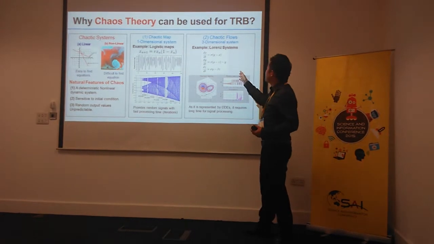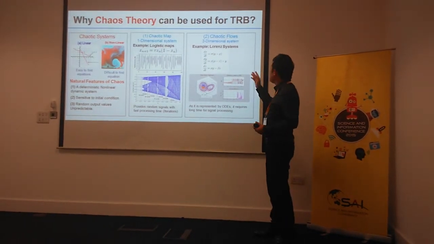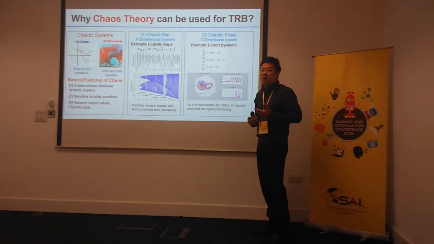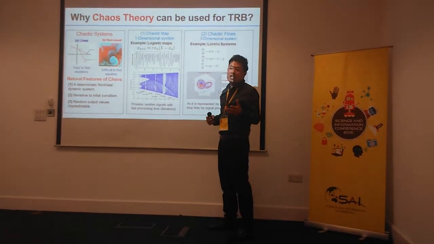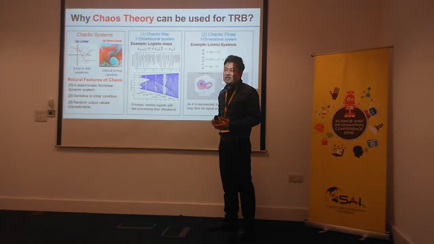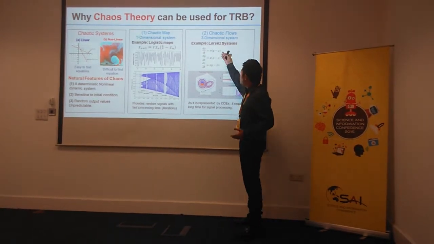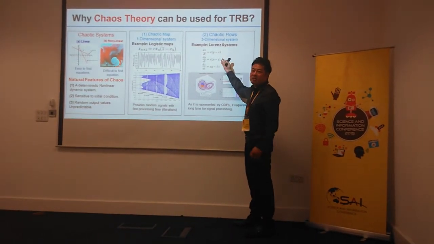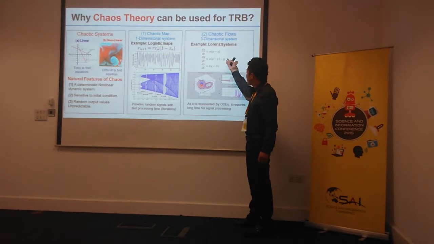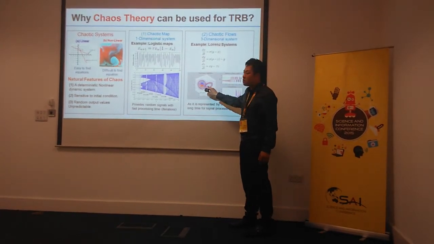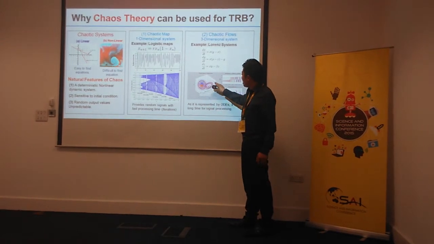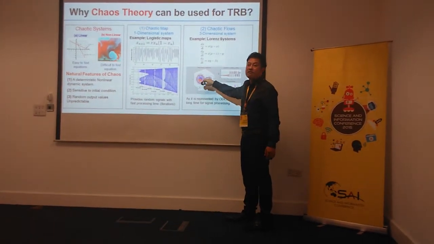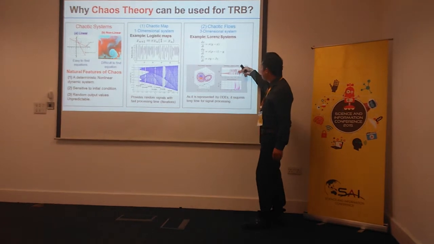And the next system is the chaotic flows, or the 3-dimensional system. For example, the well-known Lorenz system. I think somebody has heard about the butterfly effect, right? It is represented by ordinary differential equations for the 3 variables like this, and you could see that the trajectory or the phase space of this system looks like a butterfly, okay? And the output is random as well.